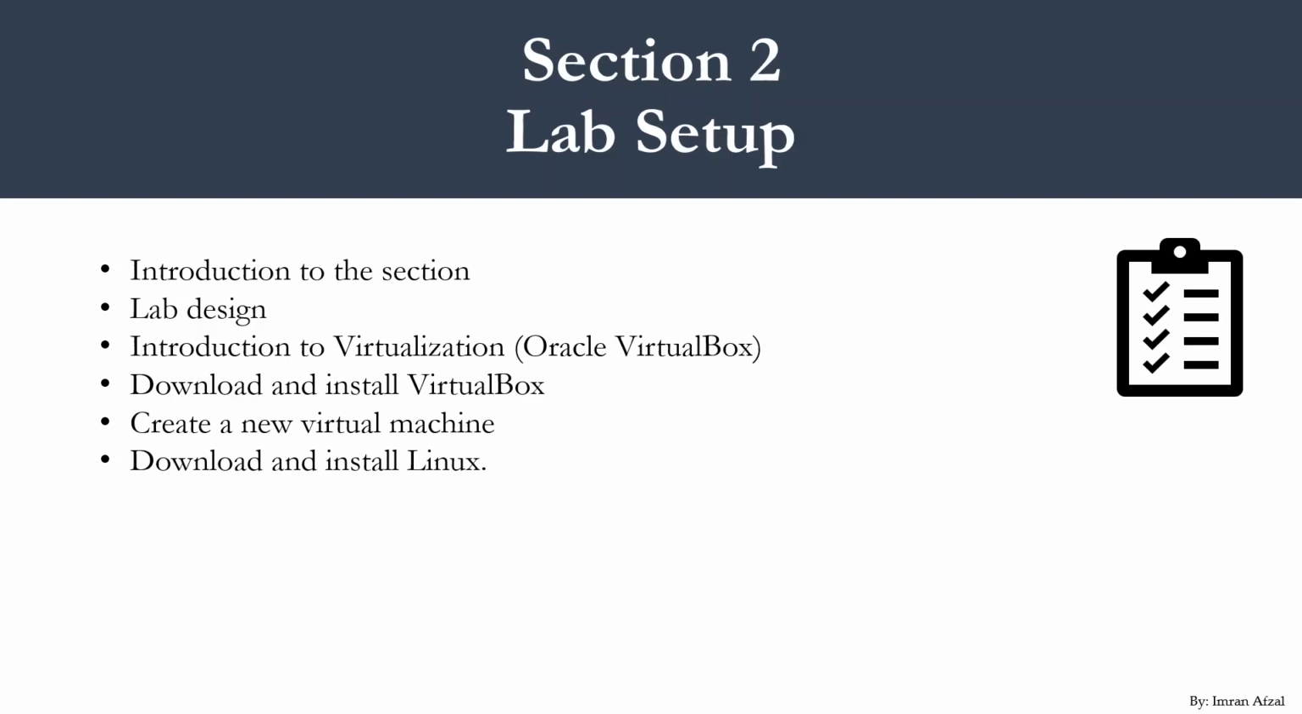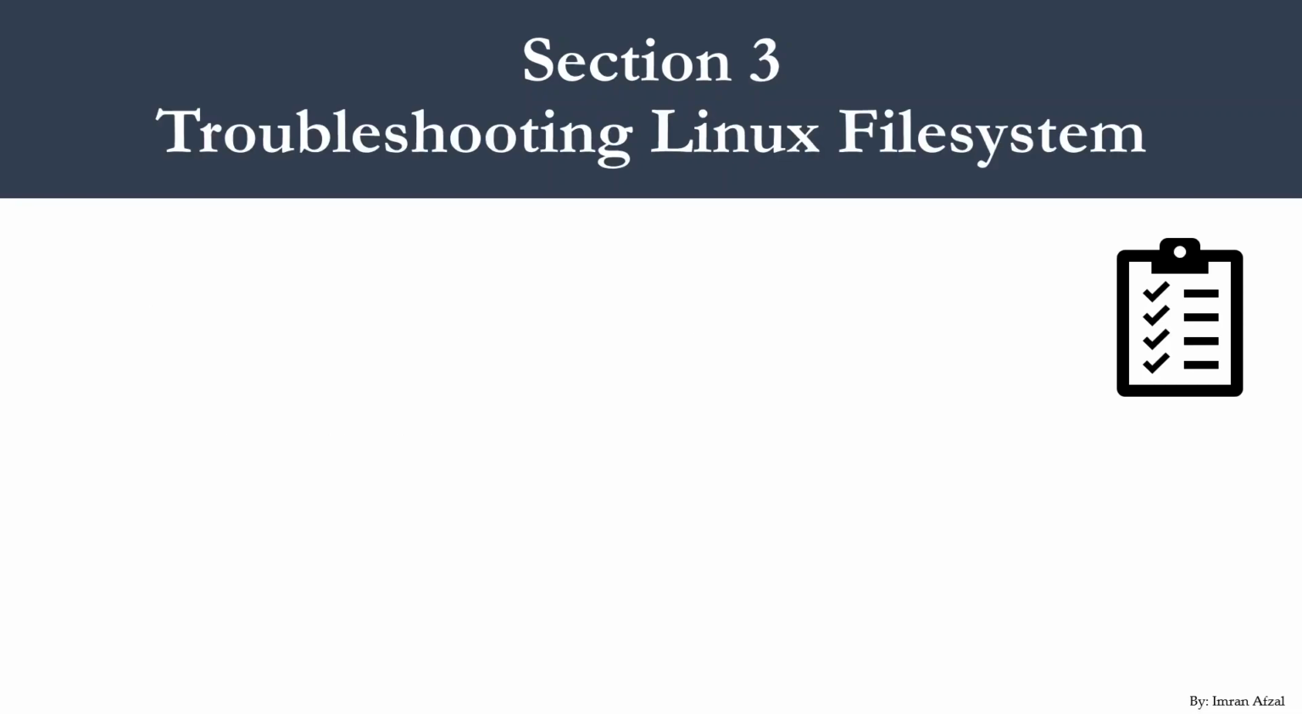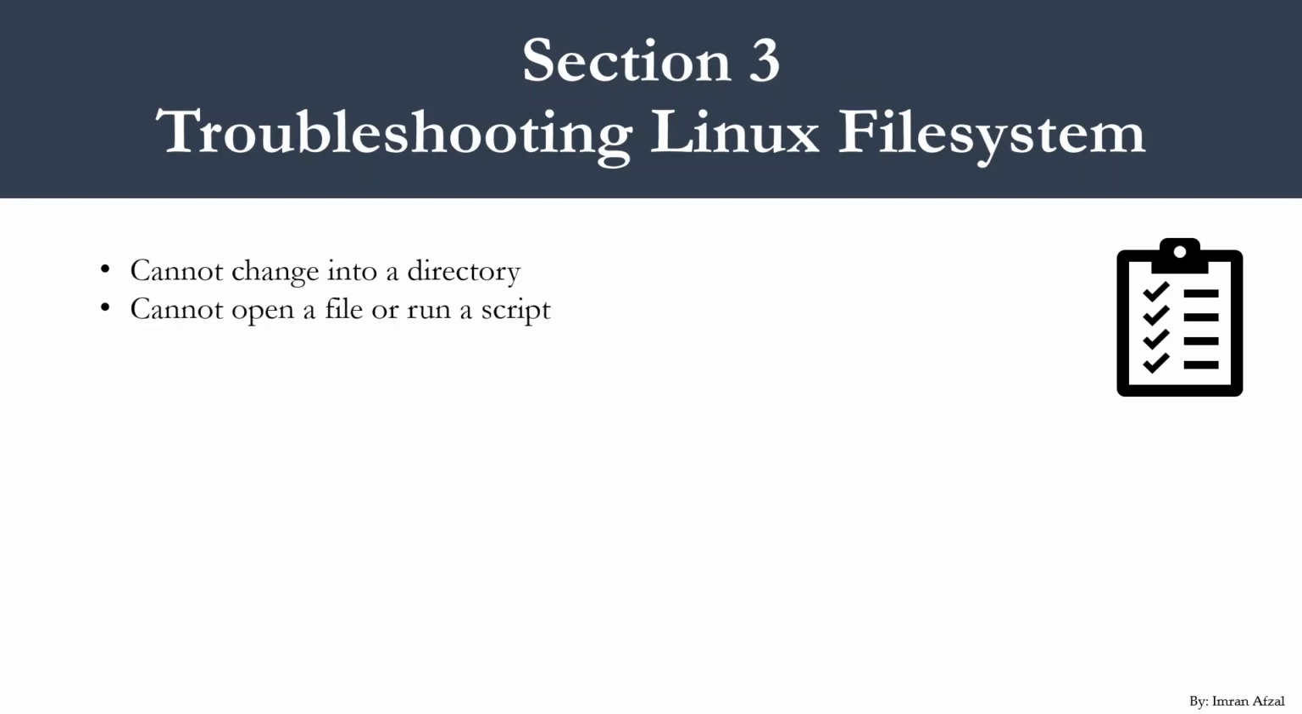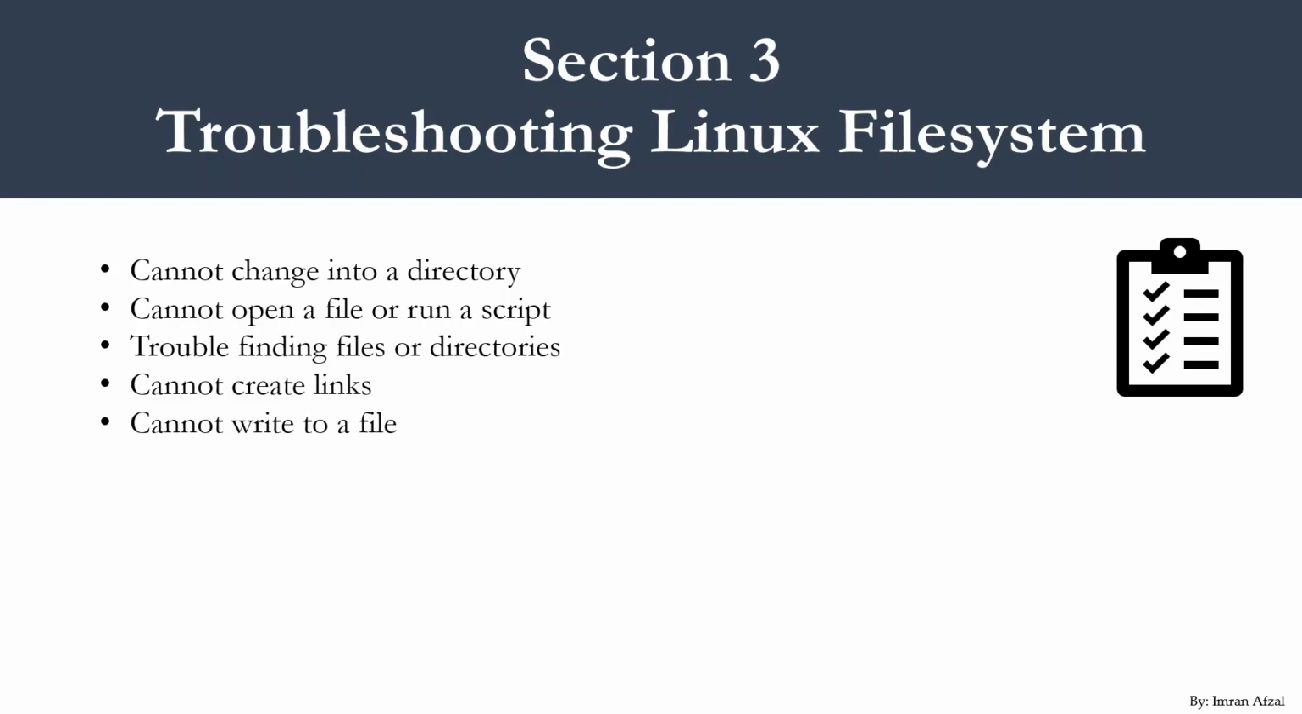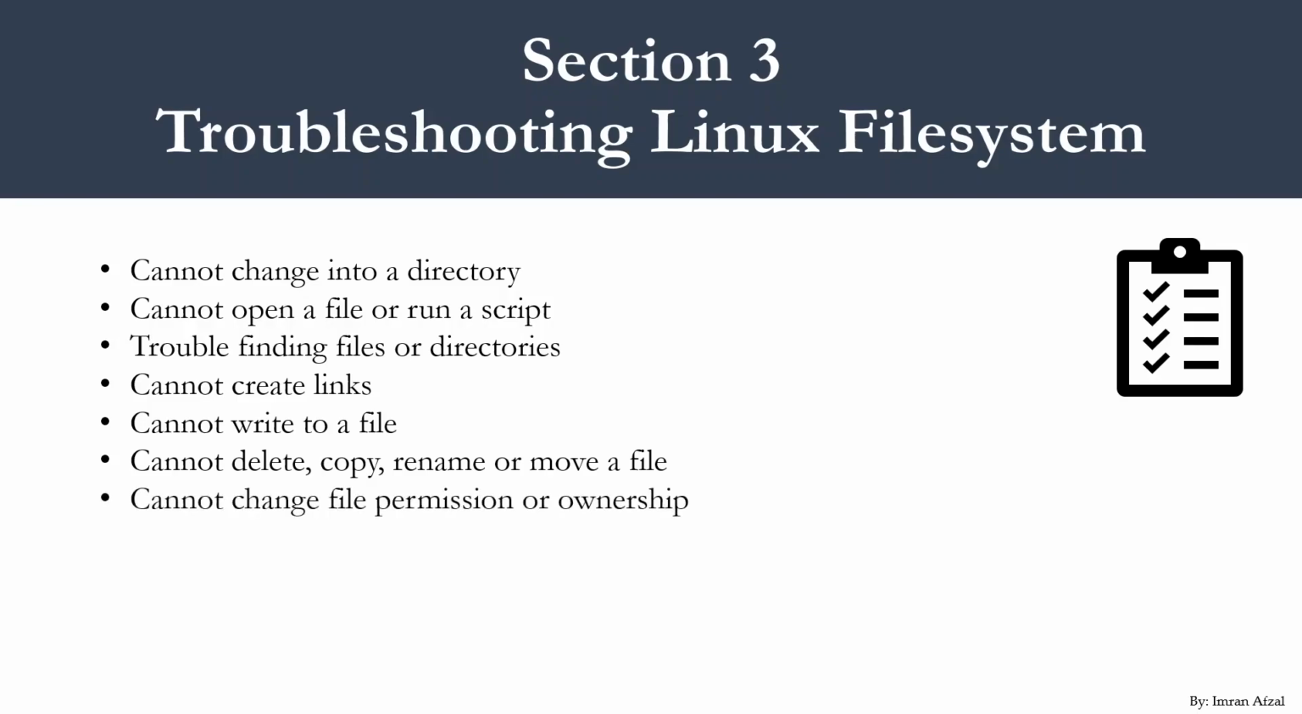Then coming to section 3, which is all about troubleshooting the Linux file system. Some of the examples that we will be covering are actual real life examples which I and many people have experienced regarding Linux file systems, such as: cannot change into a directory, cannot open a file or run a script, trouble finding files or directories, cannot create links, having issues writing to a file, cannot delete, copy, rename, or move a file or even a directory, cannot change file permissions or ownership of the file.